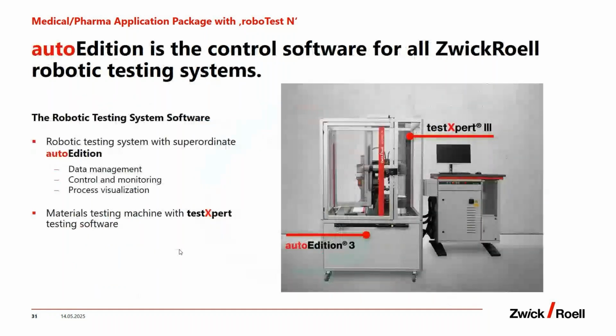How is it looking? It's like in the picture you see. So there is the auto-injector tester. You do not see it clearly as it's in the background here. In the front, there is the robotic system. The testing machine is running with TestExpert 3 software, and the automation is running with AutoEdition 3 software. So the AutoEdition is the control, but this is how it's looking.